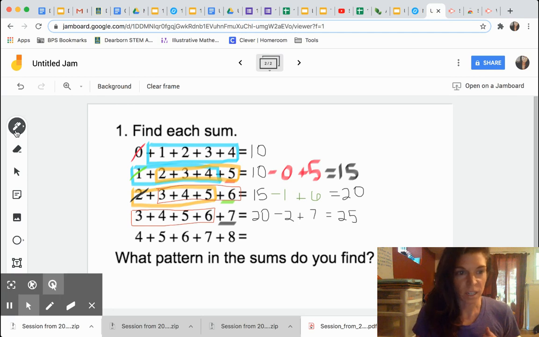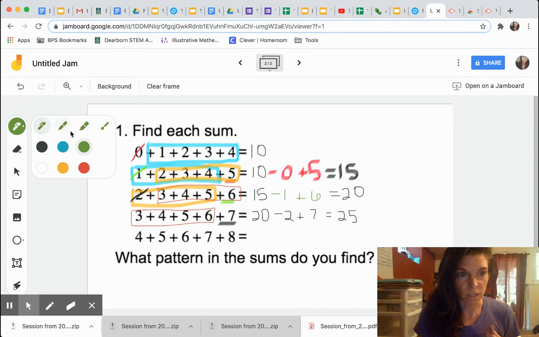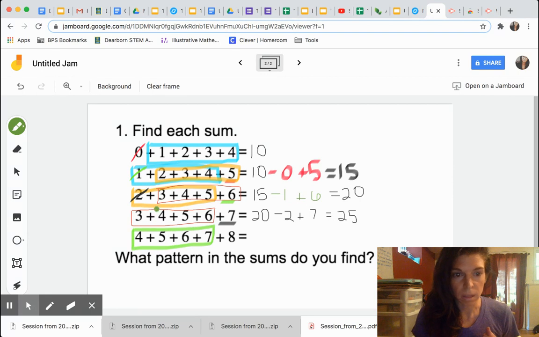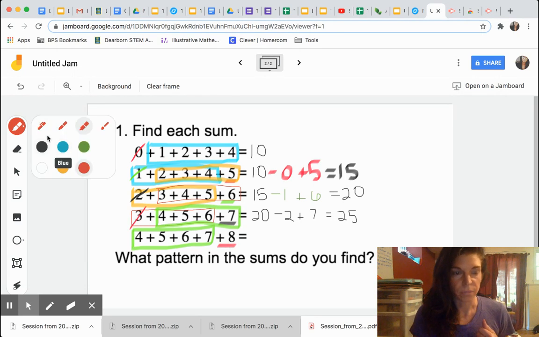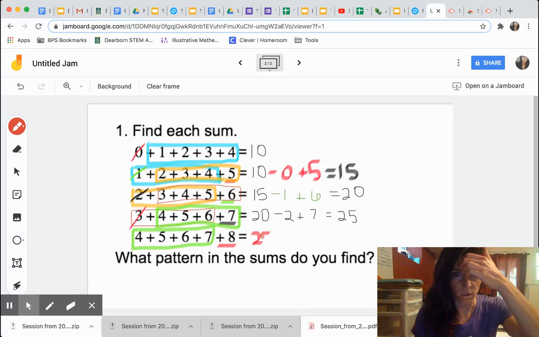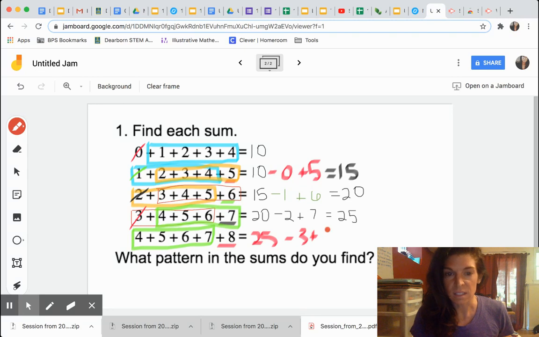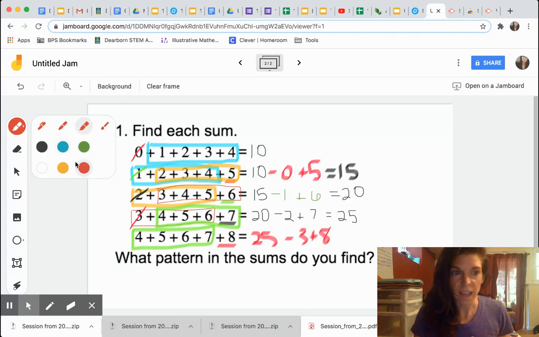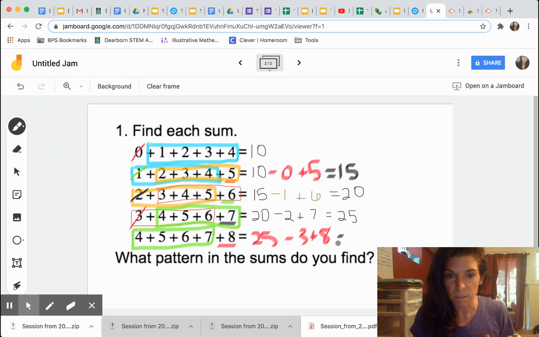One last one here. Let's see what we got. I haven't used the green yet. So this 4, 5, 6, 7. It's right there. It's the same exact thing as the last problem, except we got rid of the 3, added the 8. And one more thing to notice here is 25 minus 3 plus 8. Each time when we added and subtracted these numbers, what do you notice about those answers?